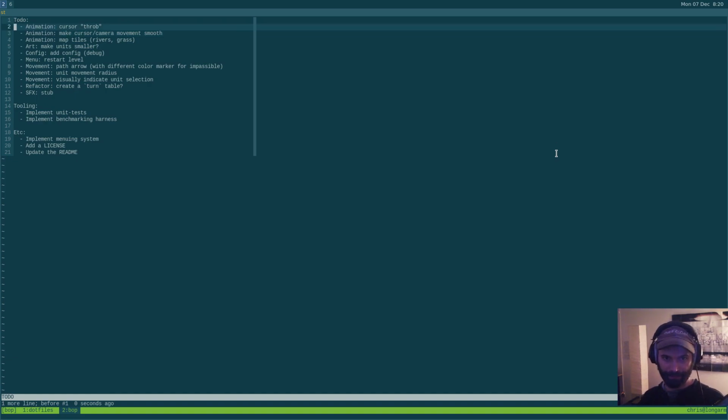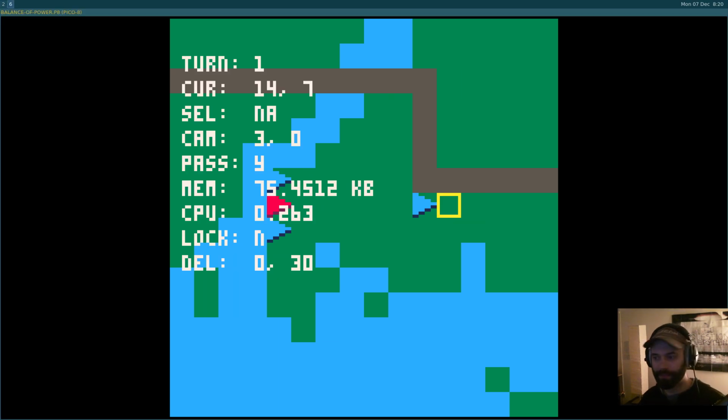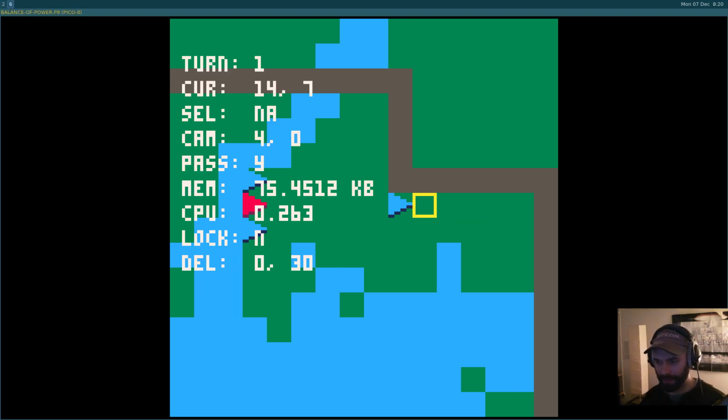So the most basic animation that we could even do is let's try to make this cursor kind of throb a little bit. I was looking at what Advance Wars does the other day, and their units all kind of bob up and down, and the cursor kind of expands and contracts, sort of pulses in place, so you're never looking at a truly static screen.